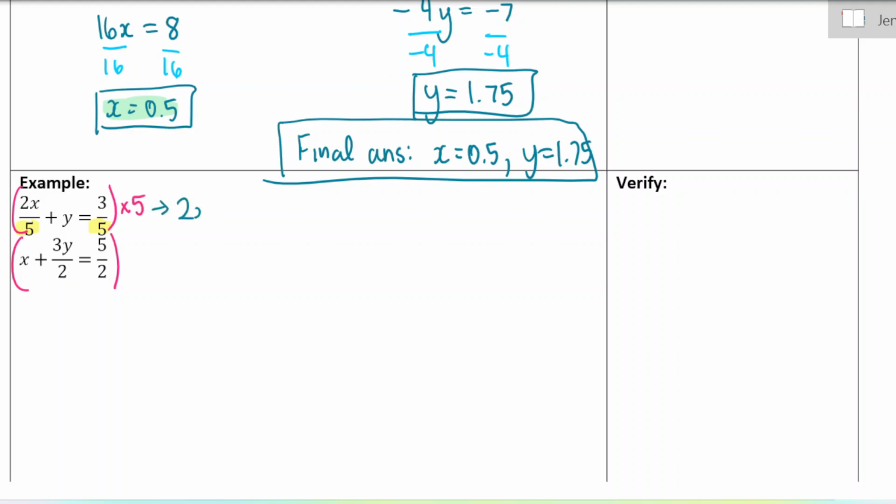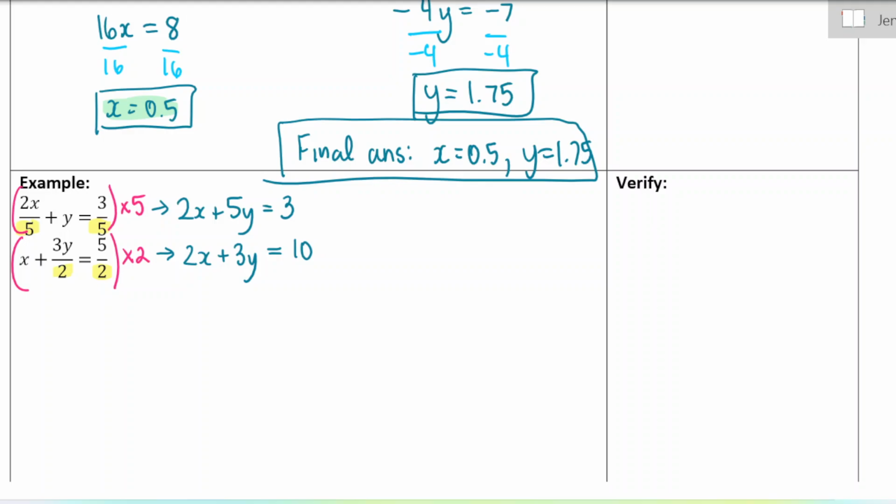We would get 2x plus 5y equals 3. In the next one, we see denominators of 2. So we want to multiply everything in the equation by 2. So you'd get 2x plus 3y equals 10. Okay, so I would recommend you pause the video here and you try elimination on your own. But if you want to do it with me, we can go ahead and do that now.